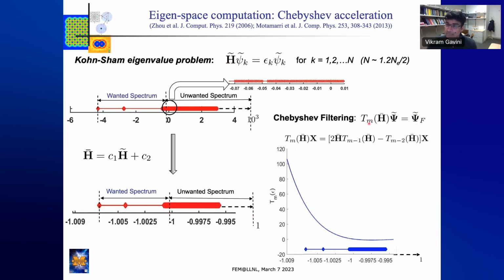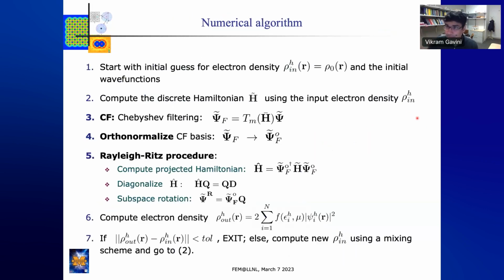The other advantage of this filtering technique is that the action of the Chebyshev polynomial filter on a bunch of vectors can be written as a recursive relation. So all I need to be able to do efficiently is an operation which is H times X to compute these filtered vectors. As I mentioned to you, this is the broad numerical algorithm. We start with a guess for the initial electron density. We compute our discrete Hamiltonian in the finite element basis. And then we construct the Chebyshev polynomial filter and get the filtered vectors.